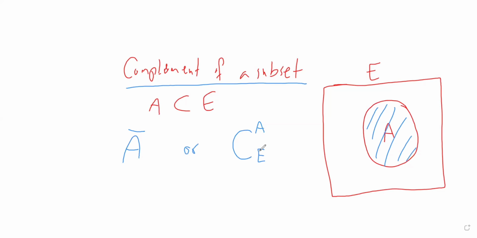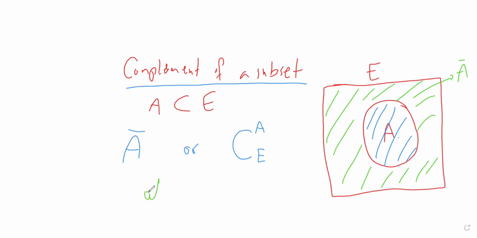If I want to find the complement of A in the set E, and shade the area, it's everything in E but not in A. So everything outside of A but inside E is the complement of A. So A complement is all the elements that are not in A but are in E. So it contains all the elements in E but not in A. It is the opposite of the set A.